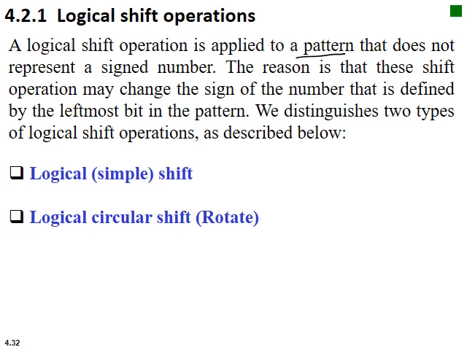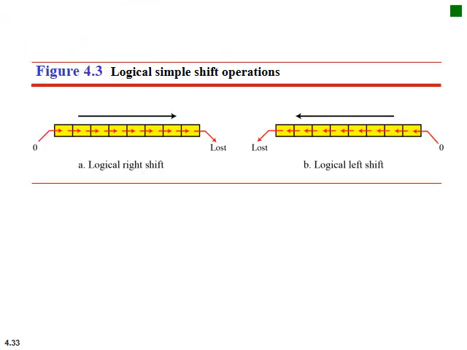So we distinguish two types of logical shift operations. We have a logical simple shift and a logical circular shift. Sometimes we also call this a rotation shift. Let's look first at the logical simple shift. Again, you will see there are going to be two types of shift, a left and a right, and basically two types of rotates, a left rotate and a right rotate. So let's look at each.